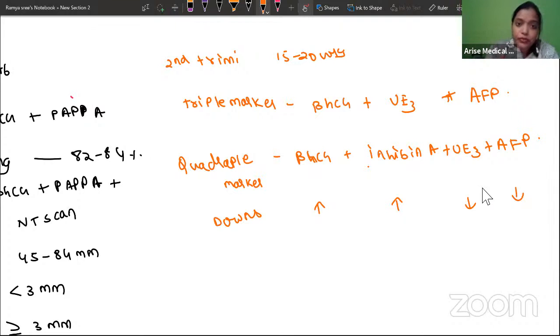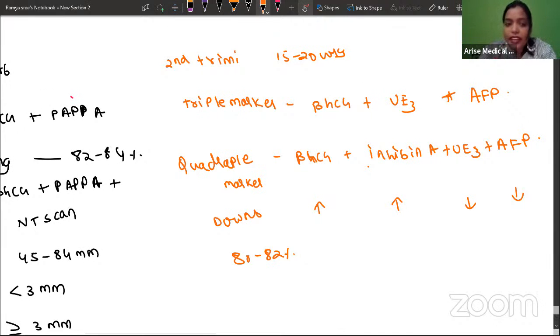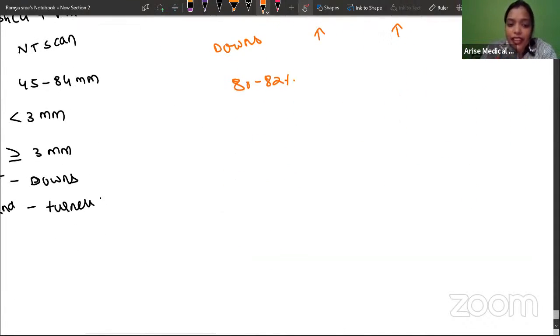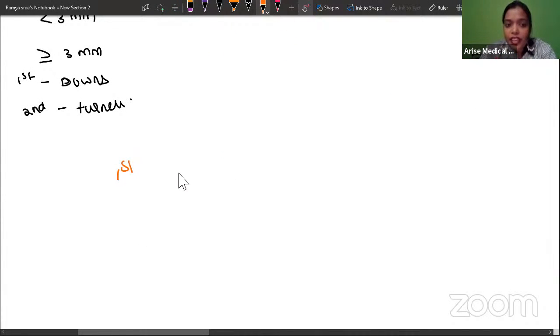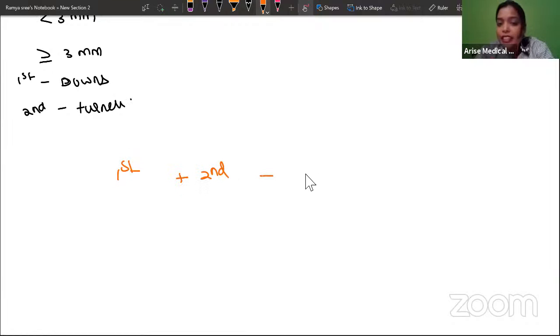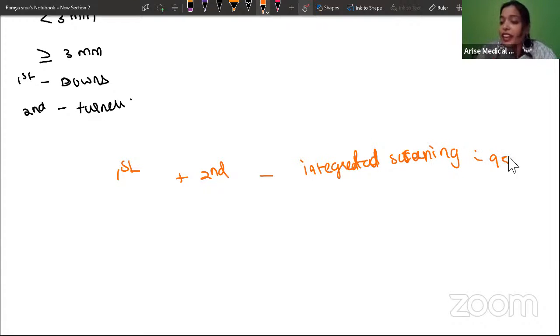Okay. So these are the first and second trimester screening. The detection rate of the quadruple marker is 80 to 82%, almost similar to your combined screening method, right? If you do both together, that is first trimester as well as second trimester together, you call it integrated screening tests. They can be intermittent or sequential, but you don't need to go into the depth of integrated. Integrated detection rate is 95%.